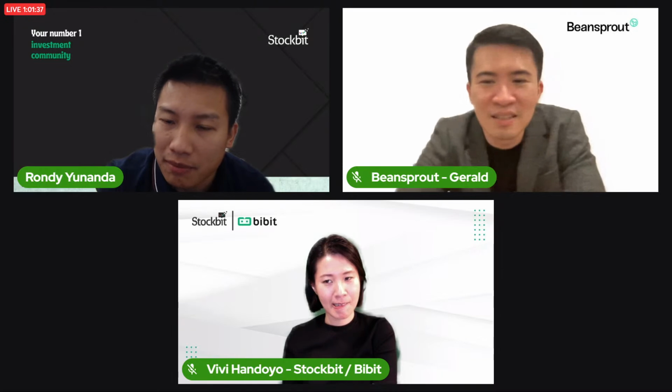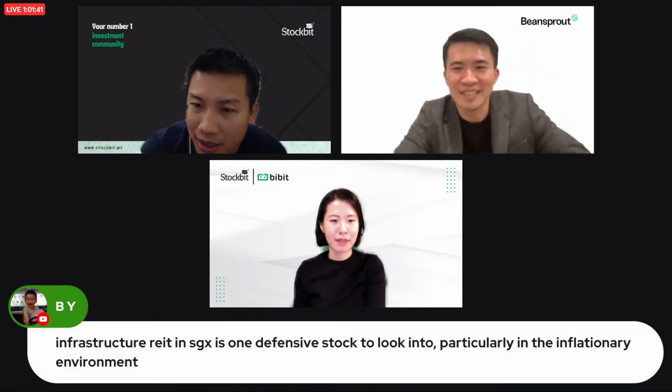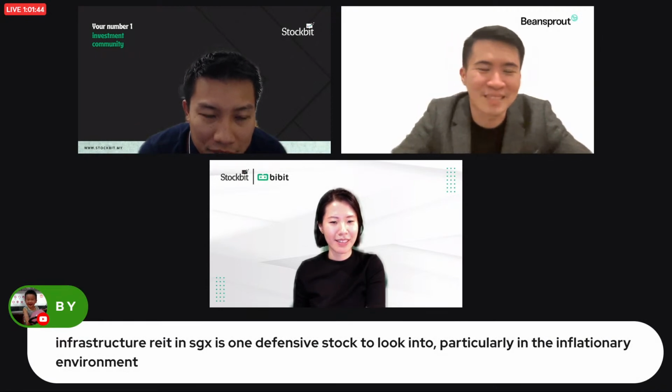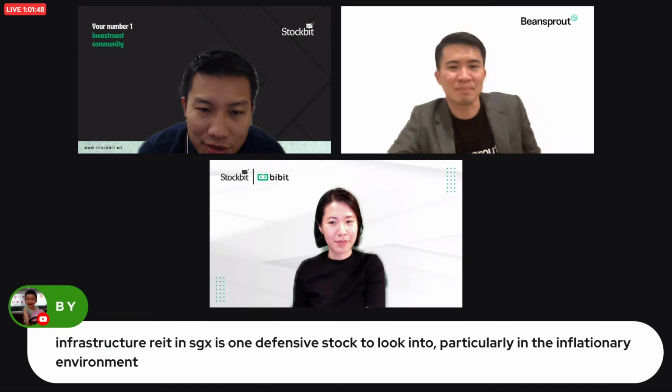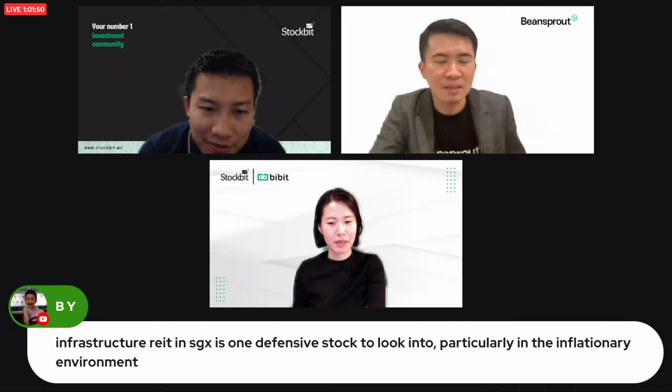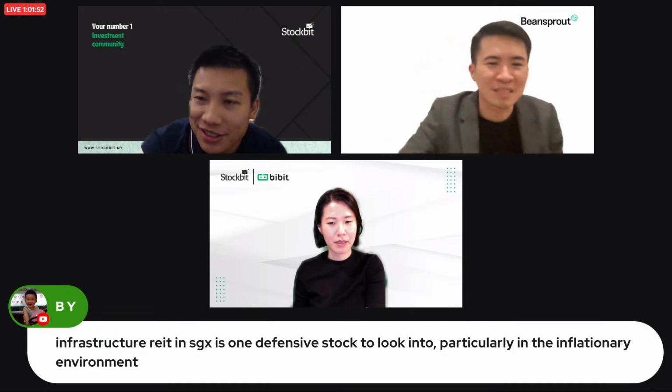I think we can move on first, and then we see whether there are questions that the audience would have about specific sectors later. Maybe before I move on, I'll just drag this comment out. So BY here mentioned that infrastructure REIT in SGX is one defensive stock to look into. Any comment on that, Gerald?